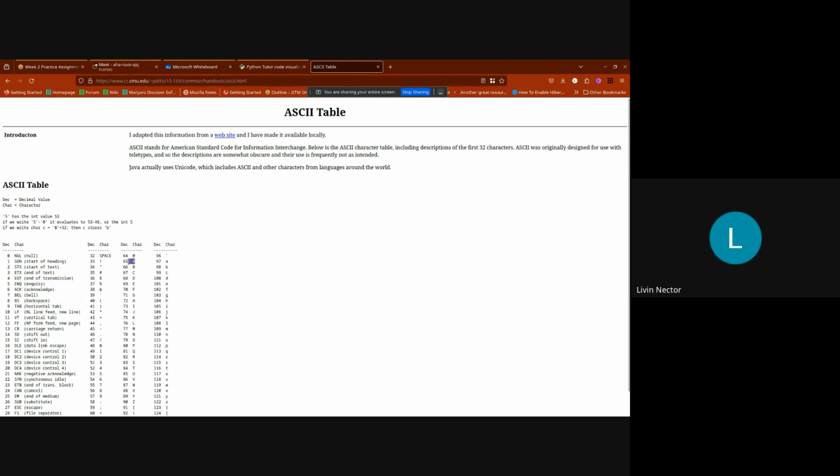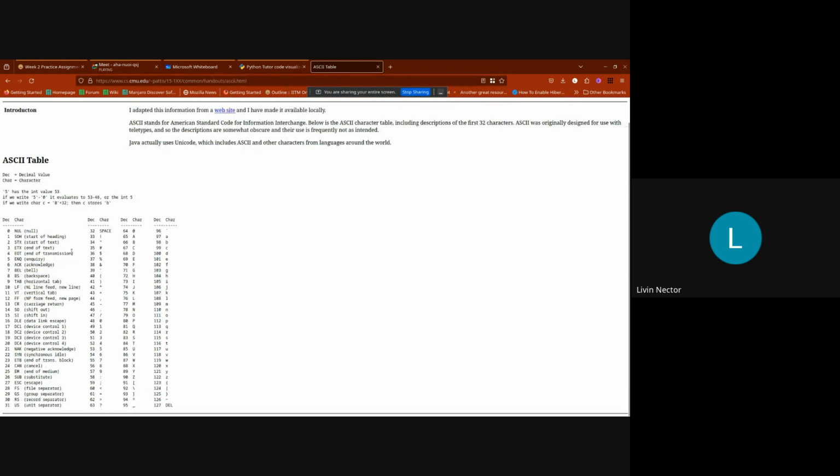See, 65 is for A and B, C, D, E, F, G, H, I, everything is there. And before that, there are some others, like tab, backspace. Every keyboard key needs something, right? So cancel, escape key, you can see them. And see these characters, these numbers are here, and small letters start from 97. Right. So this is the basic ASCII table.